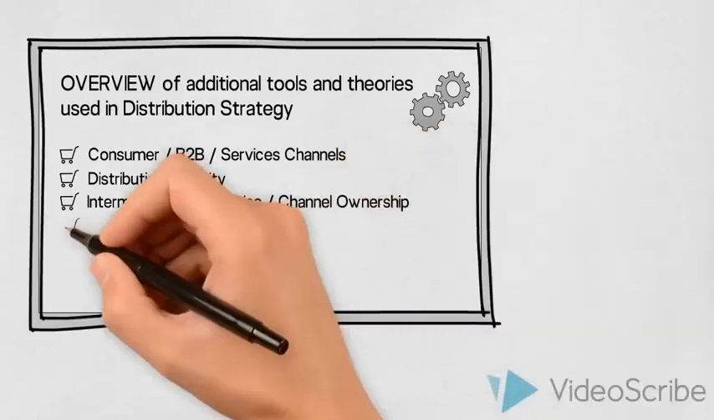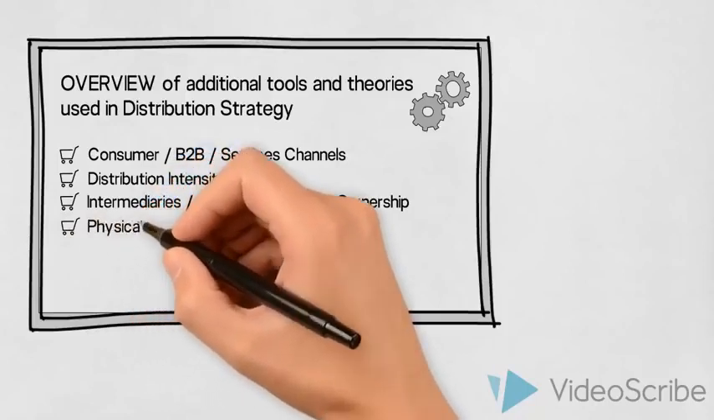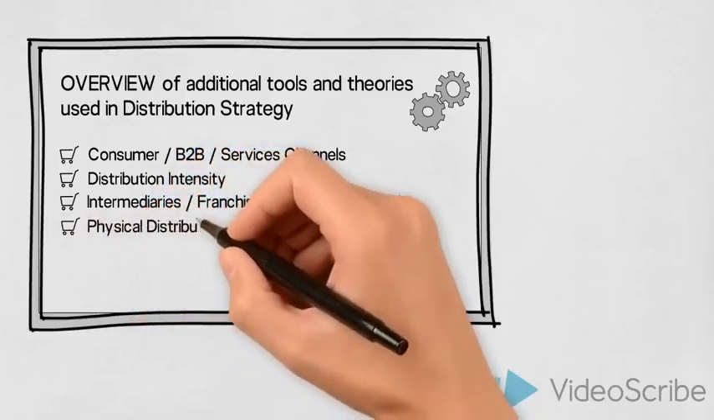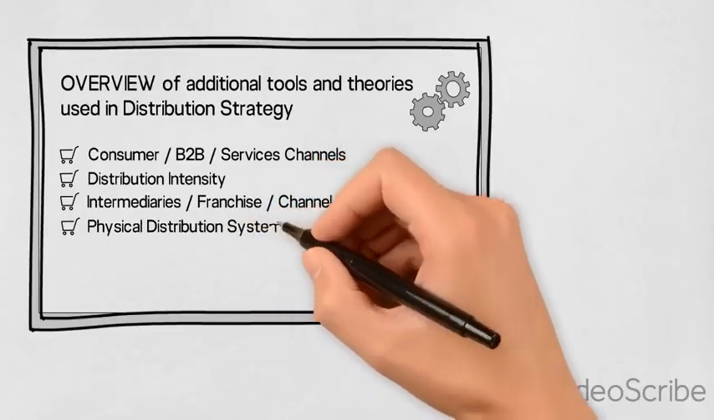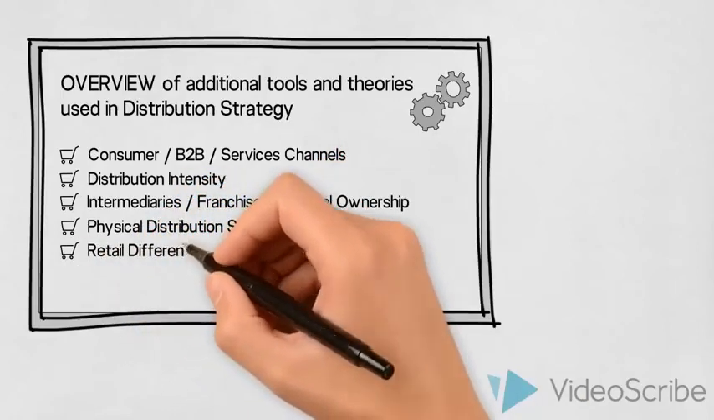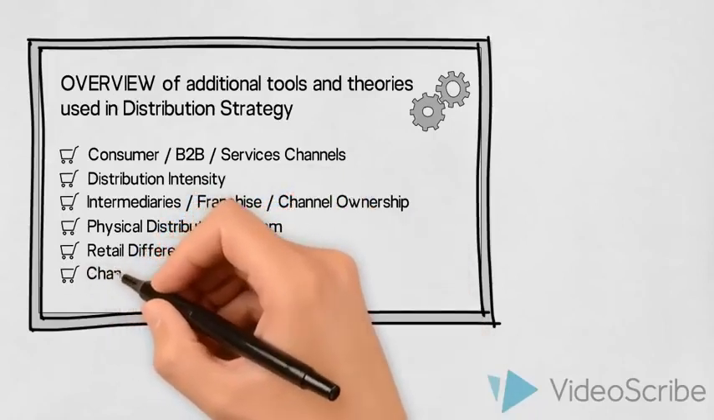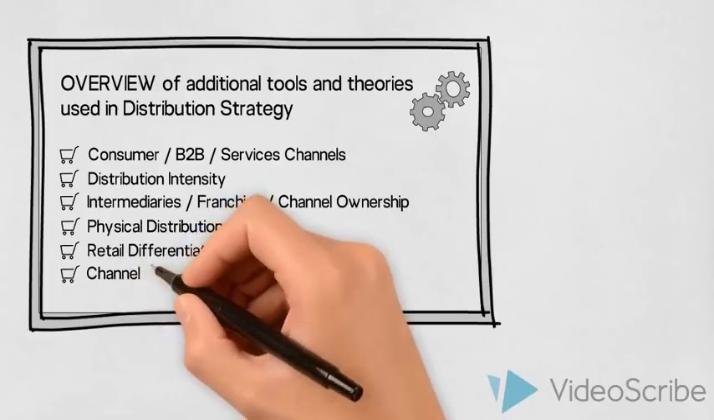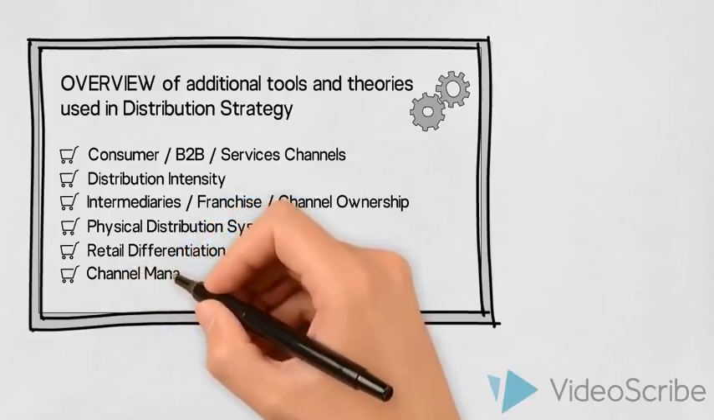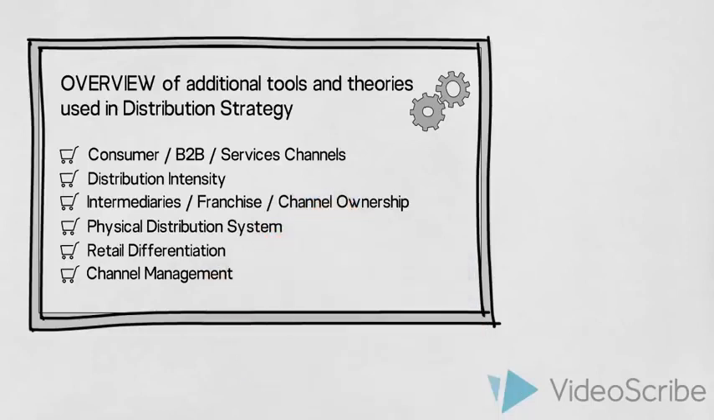ownership. We should also look at the physical distribution system, which would include decisions on transportation of goods, inventory issues, and order processing procedures. If we're dealing with retail, we could also look at the process of retail differentiation. Finally, we should also look at how we could manage the relationships with our chosen distribution channels, so that it remains prosperous for both us and for the different parties within the channel.